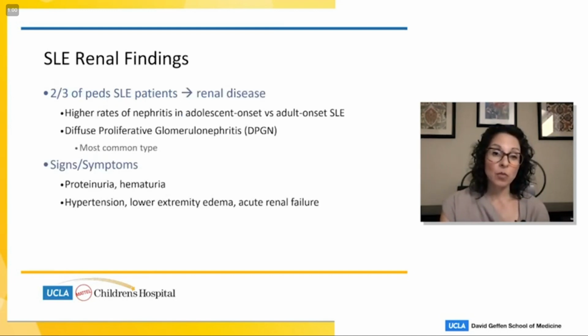Renal findings are the most important things to be looking out for in our patients. The majority will involve some type of kidney disease. There are higher rates of nephritis in pediatric onset lupus compared to adult onset lupus. Diffuse proliferative glomerulonephritis is the most common type of lupus nephritis, and symptoms include proteinuria, hematuria, hypertension, pedal edema, and of course, progressively acute renal failure.